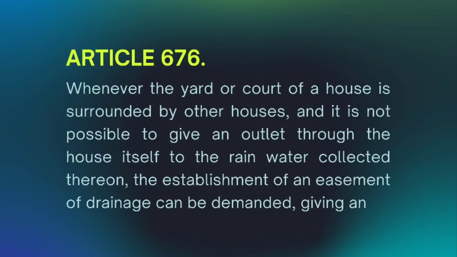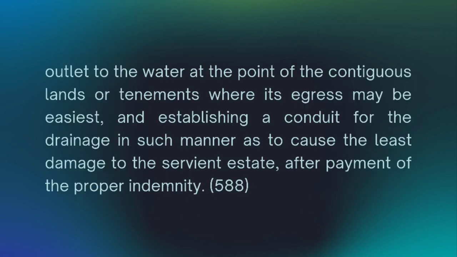Article 676. Whenever the yard, or court of a house, is surrounded by other houses, and it is not possible to give an outlet through the house itself to the rainwater collected thereon, the establishment of an easement of drainage can be demanded, giving an outlet to the water at the point of the contiguous lands or tenements, where its egress may be easiest, and establishing a conduit for the drainage, in such manner as to cause the least damage to the servient estate, after payment of the proper indemnity.